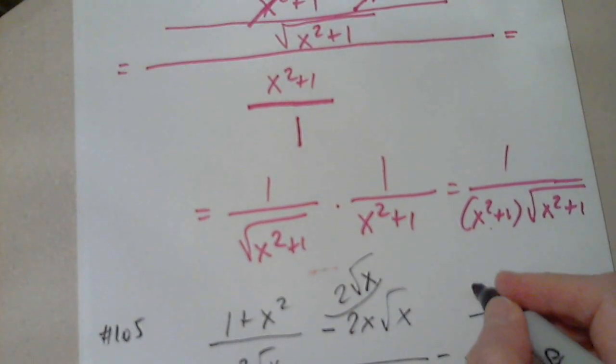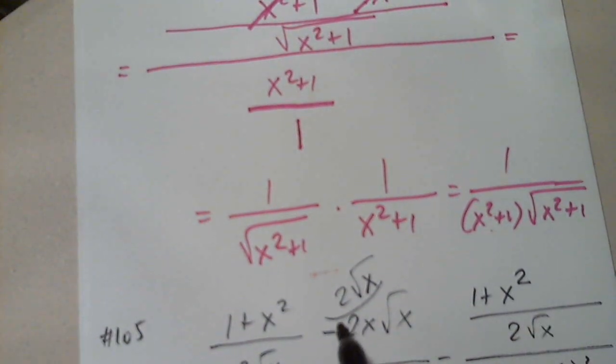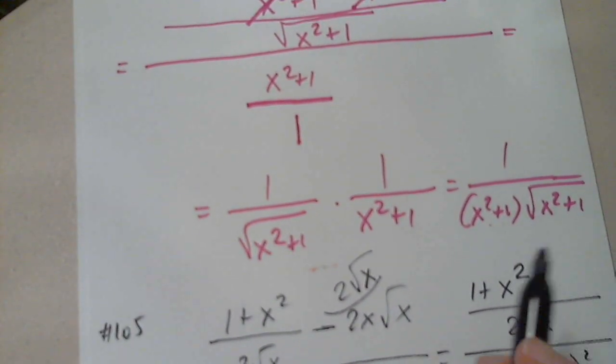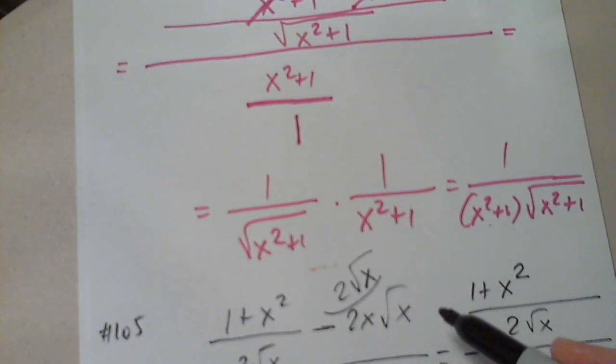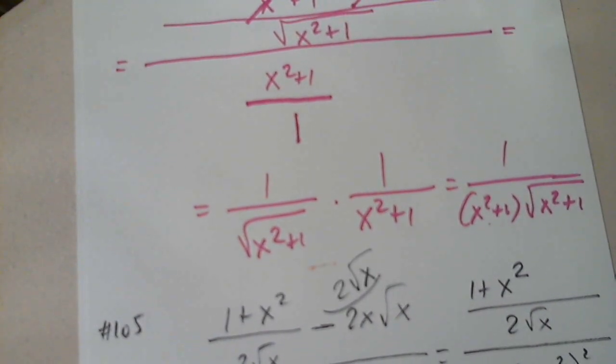I will copy 1 plus x squared. We have minus, but I have to be careful. 2 times x times the square root of x times the square root of x. Can anyone calculate that for us?